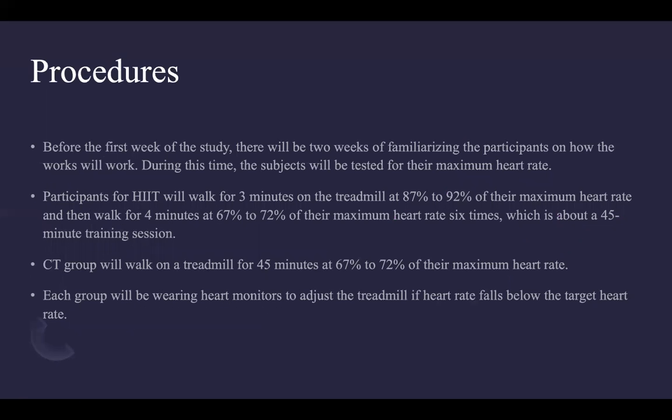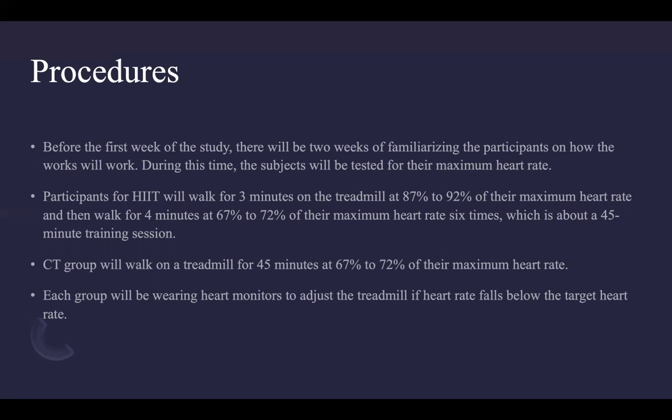So the procedures: the first week is going to be to get them familiar with the workouts. During this time, they'll be tested for their maximal heart rate. So for the HIT workout, they're going to walk for 3 minutes on the treadmill at 87 to 92% of their maximal heart rate, and then walk for 4 minutes at 67 to 72%. We're going to do this 6 times, which equals about a 45-minute training session. And I got that from the previous studies, the second previous study I took that from.